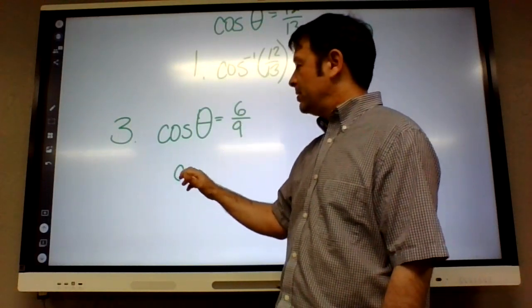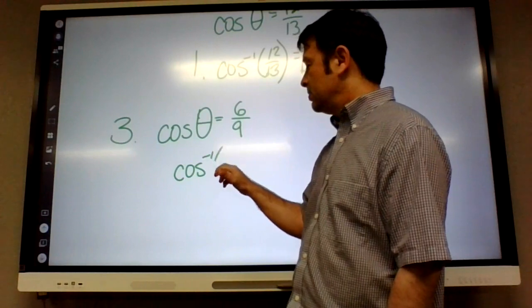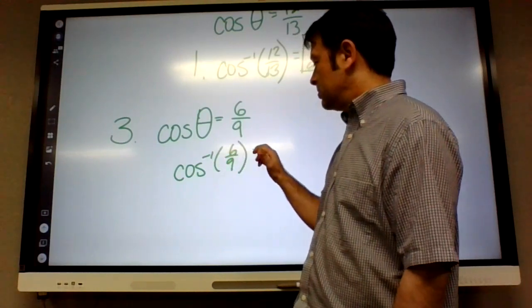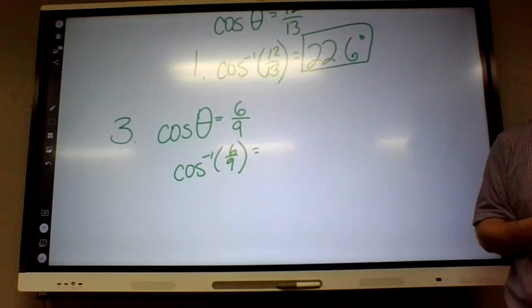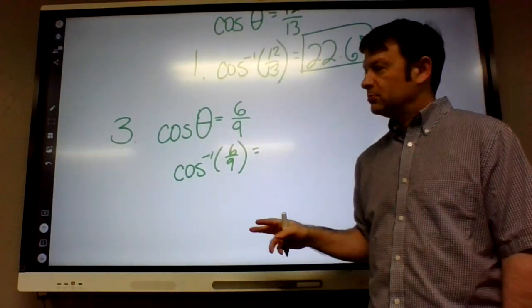So what are we going to plug in our calculator? Cosine inverse 6 over 9. It'll be 48.